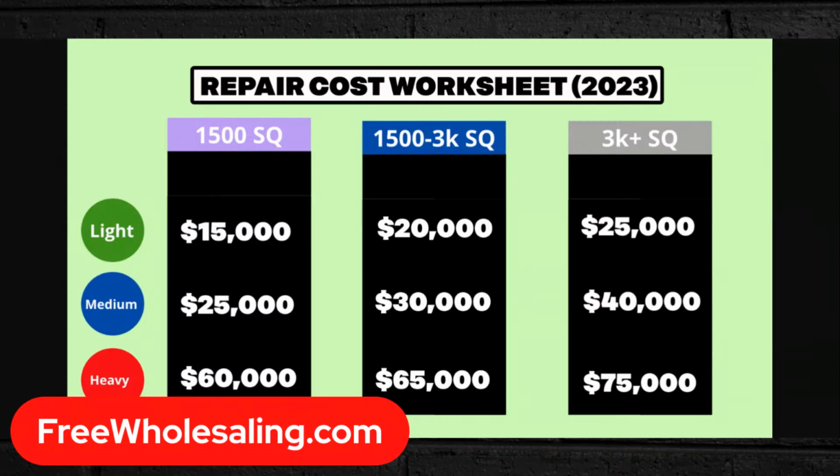Now, I know this is a very general range, but we're just trying to get a general feel for it, right? I will tell you, light repairs, any property is going to be at least 15 grand if it's 1,500 square feet or below. Most of them, right? Even with updating. Medium, 25 grand. Heavy, 60 grand. Then it kind of goes up from there based on the square footage.